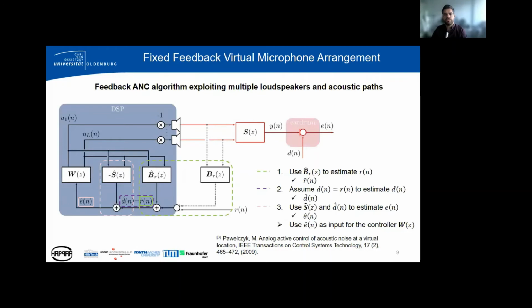In this work, we consider an in-ear headphone equipped with 2 loudspeakers and 1 inner microphone, and propose an optimization procedure to compute the controller W, aiming at minimizing the sound pressure at the eardrum.